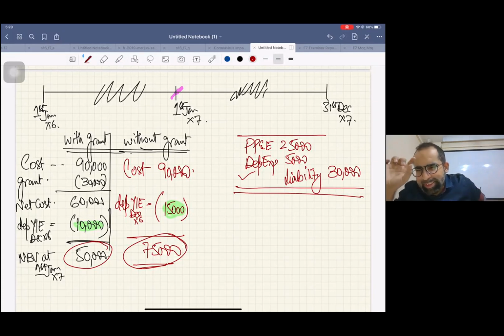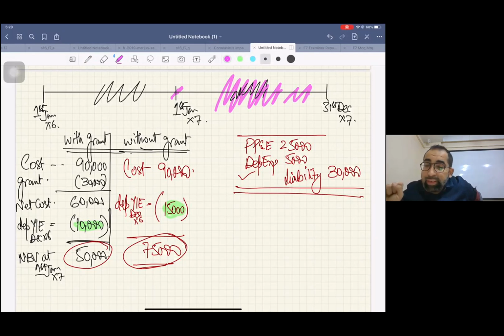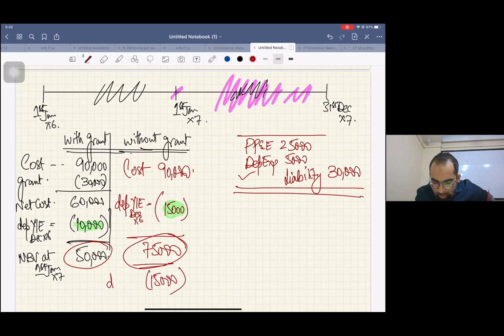But now the real technical issue in this question. They are asking you till the end of December X7. So this is one more year, December X7. From 1st January X7 onwards, my dear students, we are without grant. So follow the second column. From now onwards, our per year depreciation is 15. So definitely we need to book one more depreciation expense of 15,000 for December X7.